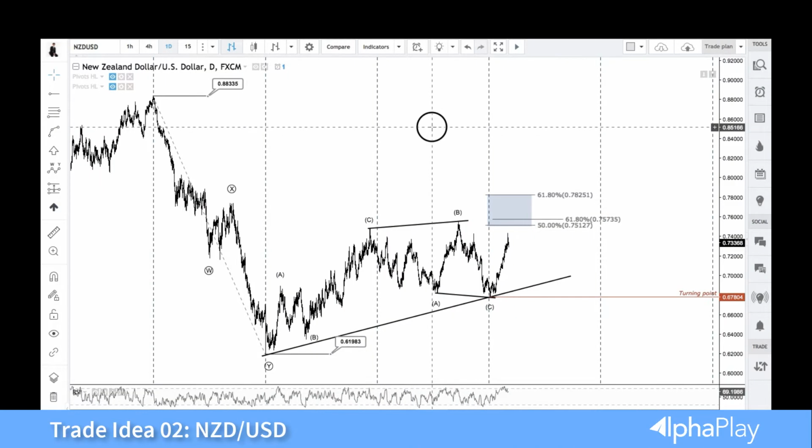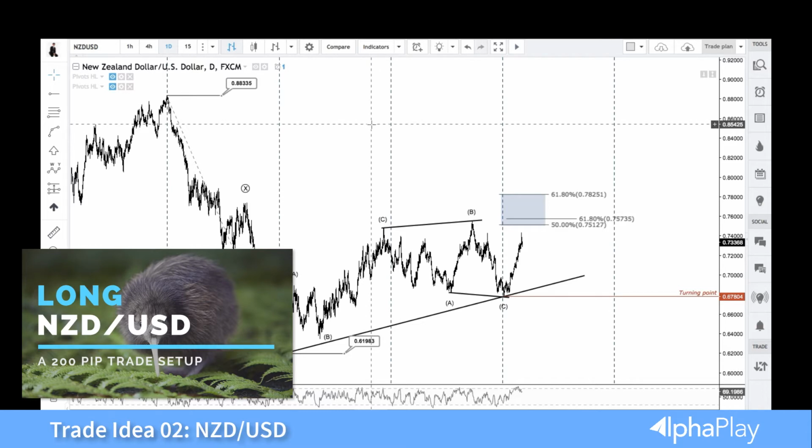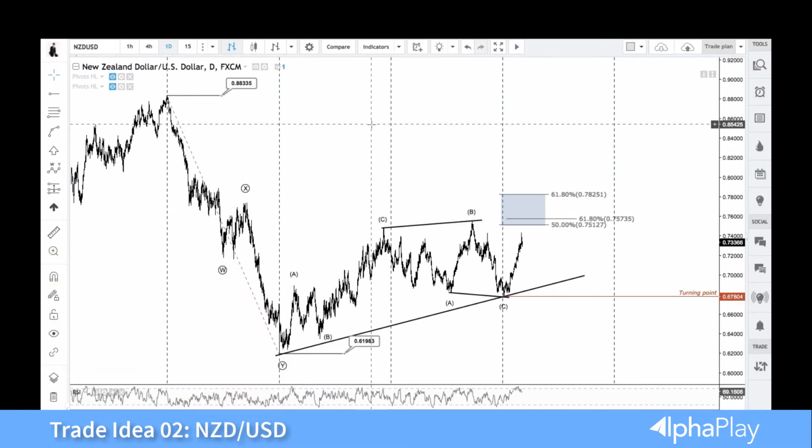In this video, I'll share with you the setup on the New Zealand dollar, the Kiwi, bringing you from the daily time frame all the way to the hourly chart where we have our buy setup.